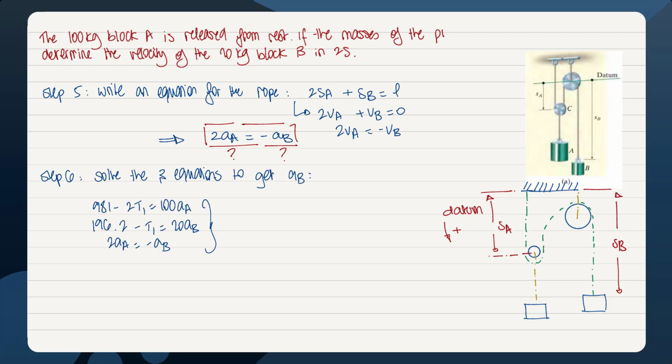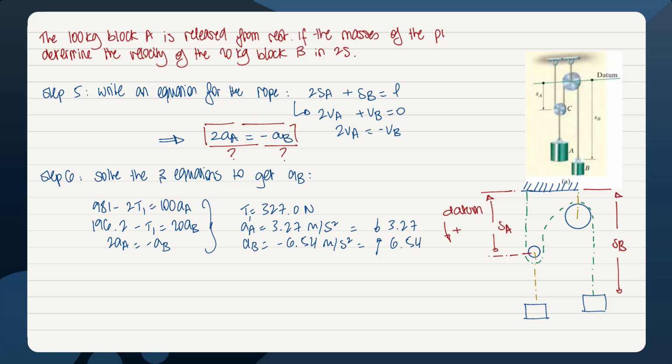We have 981 minus 2T1 is equal to 100 AA. 196 plus 2 minus T1 is equal to 20 AB. And 2AA is equal to minus AB. 3 equations with 3 unknowns. We can solve the system. I will not go over the details regarding the calculations. I assume that you are able to solve the system on your own. And so you'll end up with the 3 different variables.